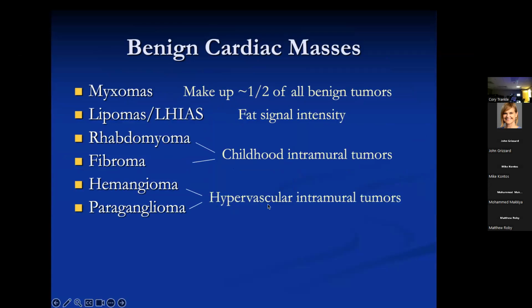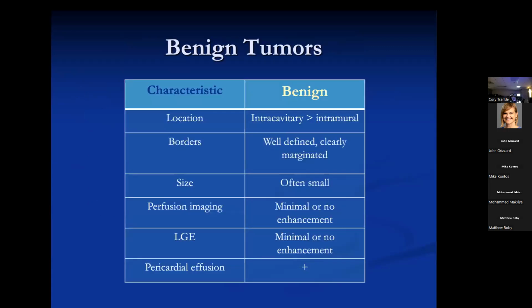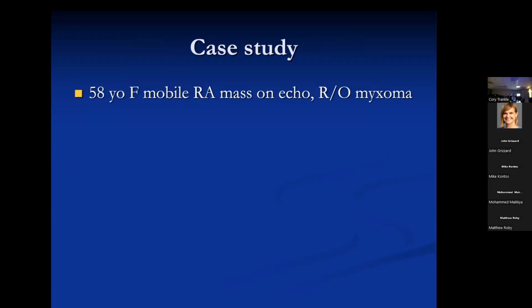And then you have two hypervascular intramural tumors that really have to be considered more when you're considering possible malignant neoplasm, right? But the nice thing is they're well bounded. They're not invasive as those malignant lesions tend to be. So that's kind of the key in figuring them out. The benign lesions tend to be smaller, more well-defined, more likely intracavitary, and don't show as aggressive enhancement on perfusion imaging as other tumors that we'll talk about.